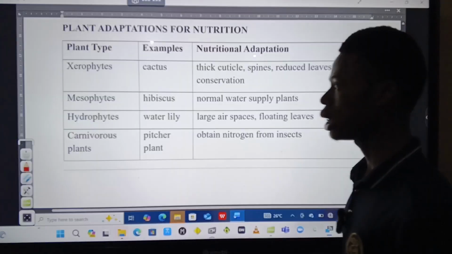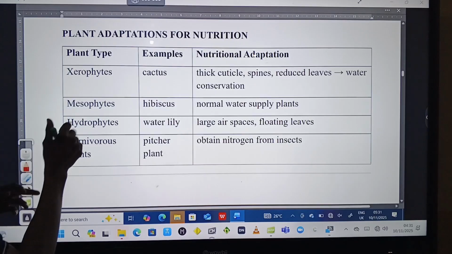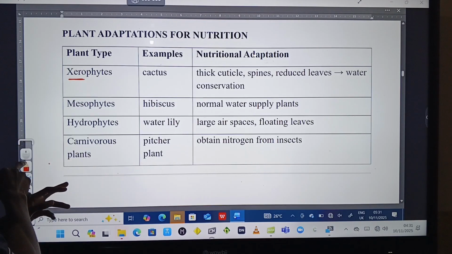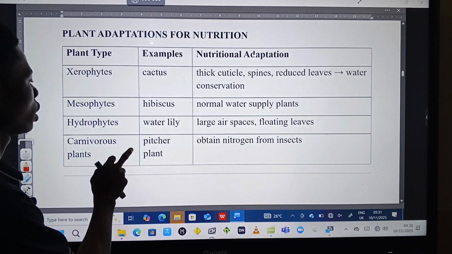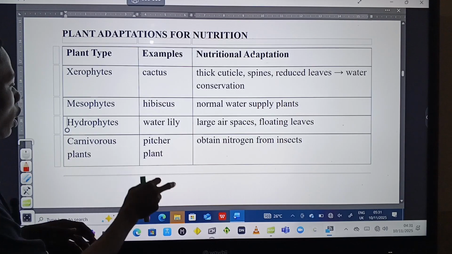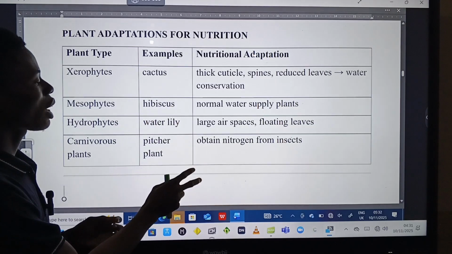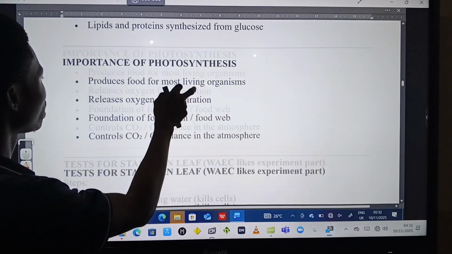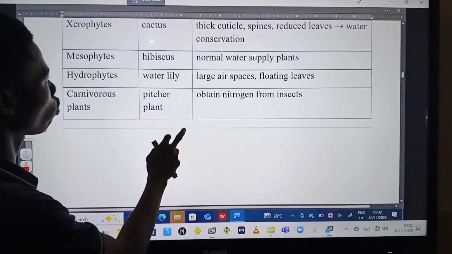The first type of plant here is xerophytes. Anytime you hear xero, xero means dry. Xerophytes are plants that live in dry environments like deserts. An example of a xerophyte is the cactus. Now, cacti know that their environment is very, very dry, so they will look for a way to survive. How do we conserve water?